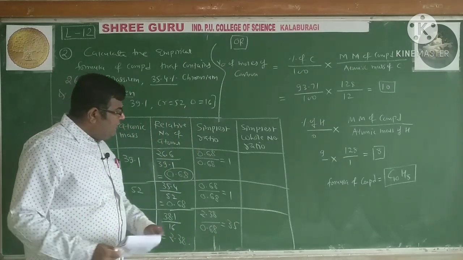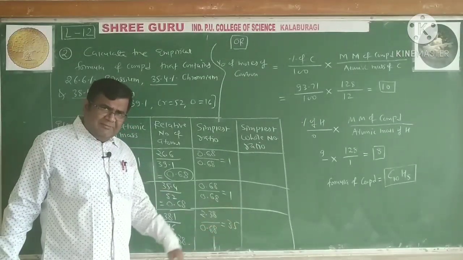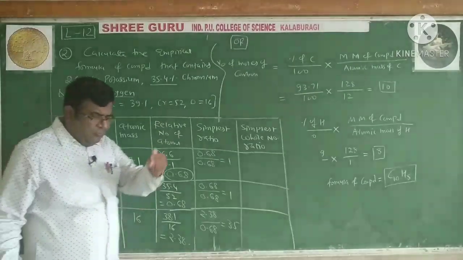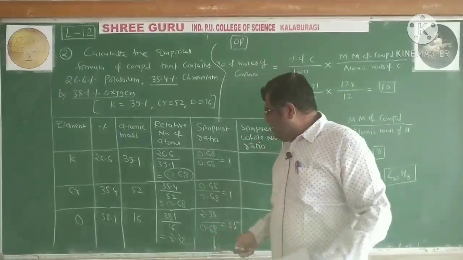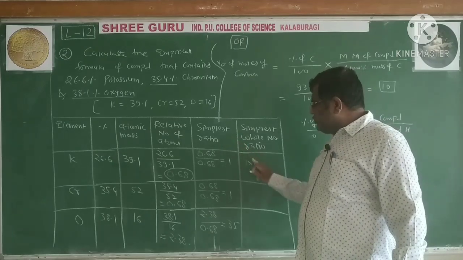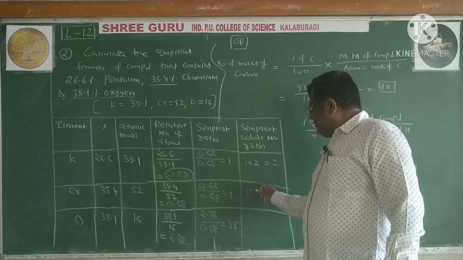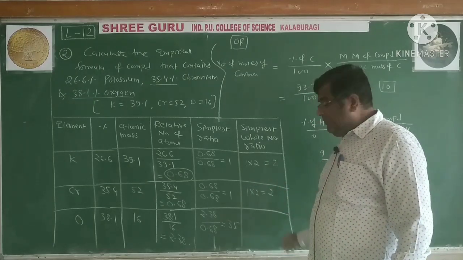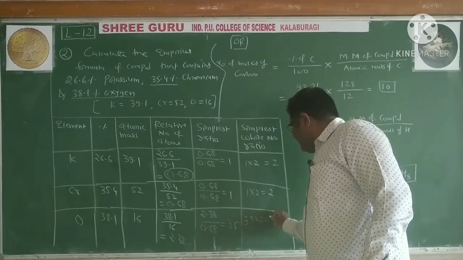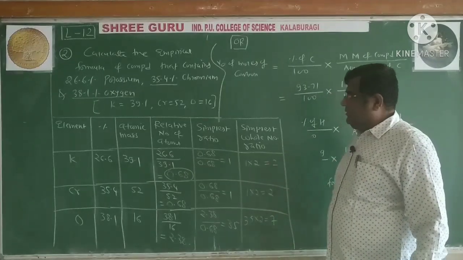Now this is not a whole number ratio. Multiplied by 2, it becomes 7. But the others also have to be multiplied by 2. So in the last column, we are multiplying the simplest ratio by a suitable integer, 2. 1 multiplied by 2 is 2, and 3.5 multiplied by 2 is 7. So 2, 2, 7.